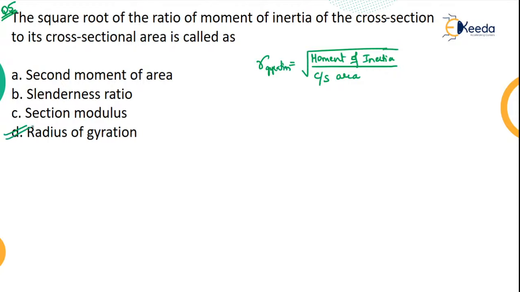Okay, so the ratio of moment of inertia, let me write it in the form of notation, then you'll remember it. So I by A. Generally we take the least moment of inertia to get the least radius of gyration. Just to understand, I told you this. So the ratio of moment of inertia to the area, under root, is nothing but your radius of gyration.